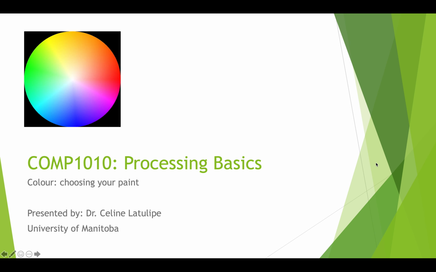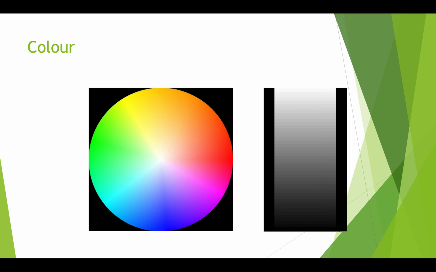This is COMP1010 at the University of Manitoba, and in this video I'm going to go over color basics in Processing. So color, when you are using that on a computer, you need to be able to specify what color to use when something is going to be put on the screen. And there's sort of two basic approaches. You can do regular colors that are what you think of with different hues, or you can do grayscale, and we're going to go over both of these options.